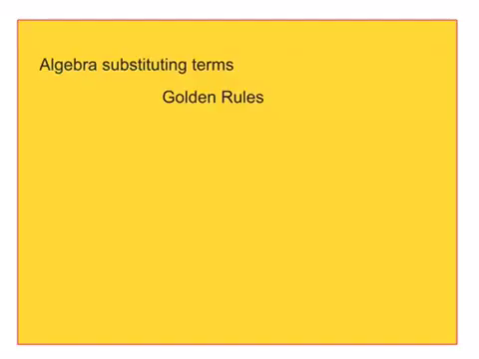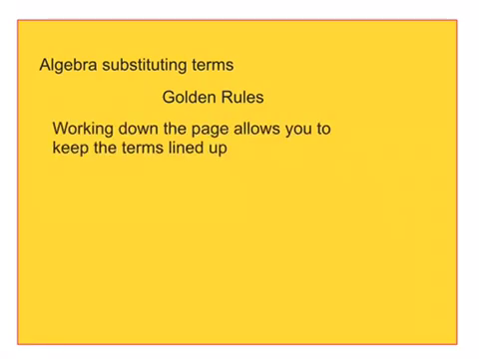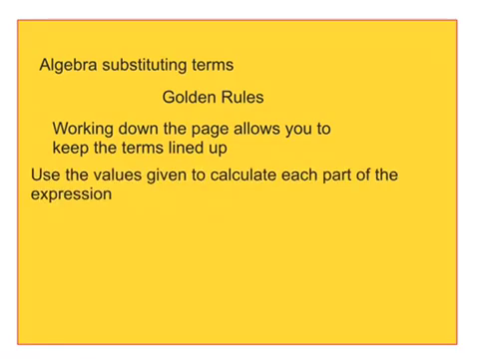So the golden rules I need to remember when substituting terms in an algebraic expression: if you're working down the page, it allows you to keep the terms lined up. It's always important to keep your workings neat so that you can see what's going on. So working down the page, writing your values directly beneath each term is a good tip. Then use the values you've been given to calculate each part of the expression.